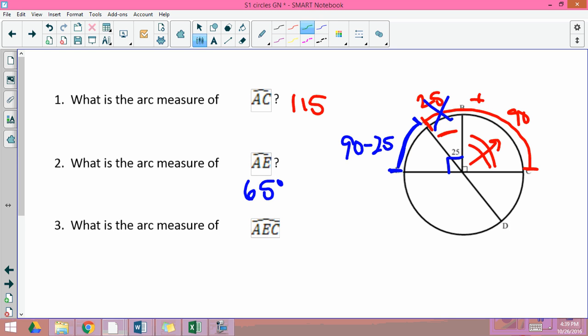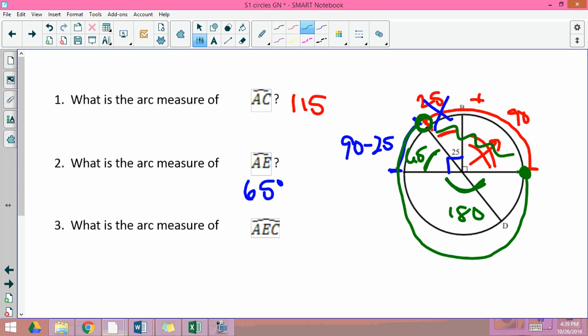The major arc AEC, so start at A, go in the direction of E, and stop at C. So I either need to add this and this, that would be 65 and 180, or I could take 360 and subtract that piece, same answer, and we end up with 245. So that's a way that we can use those arcs and angle measures.